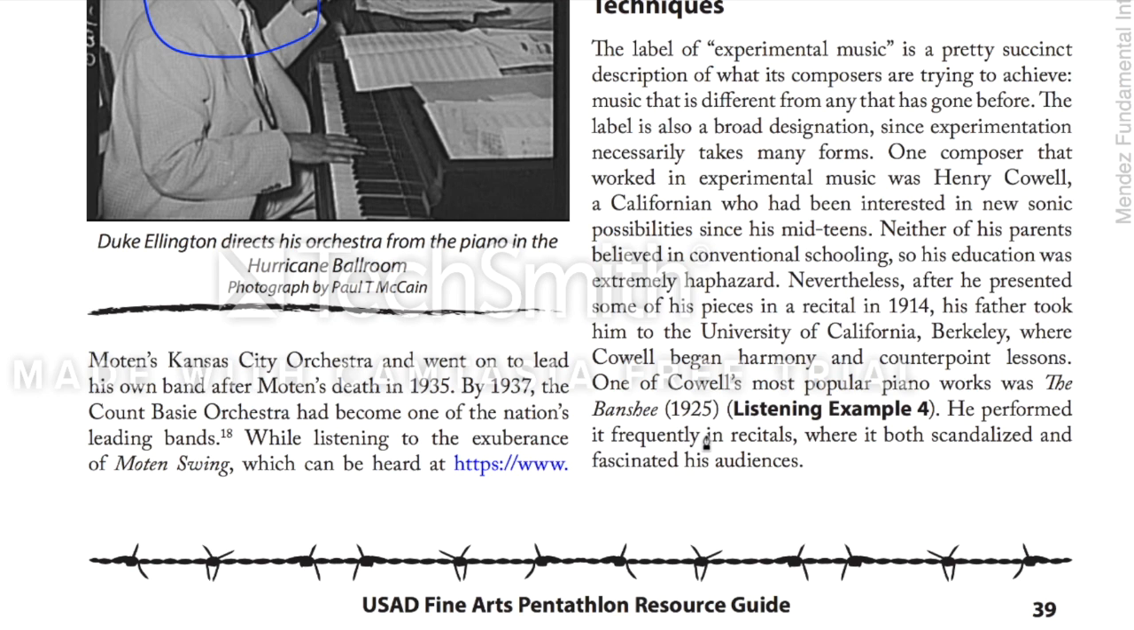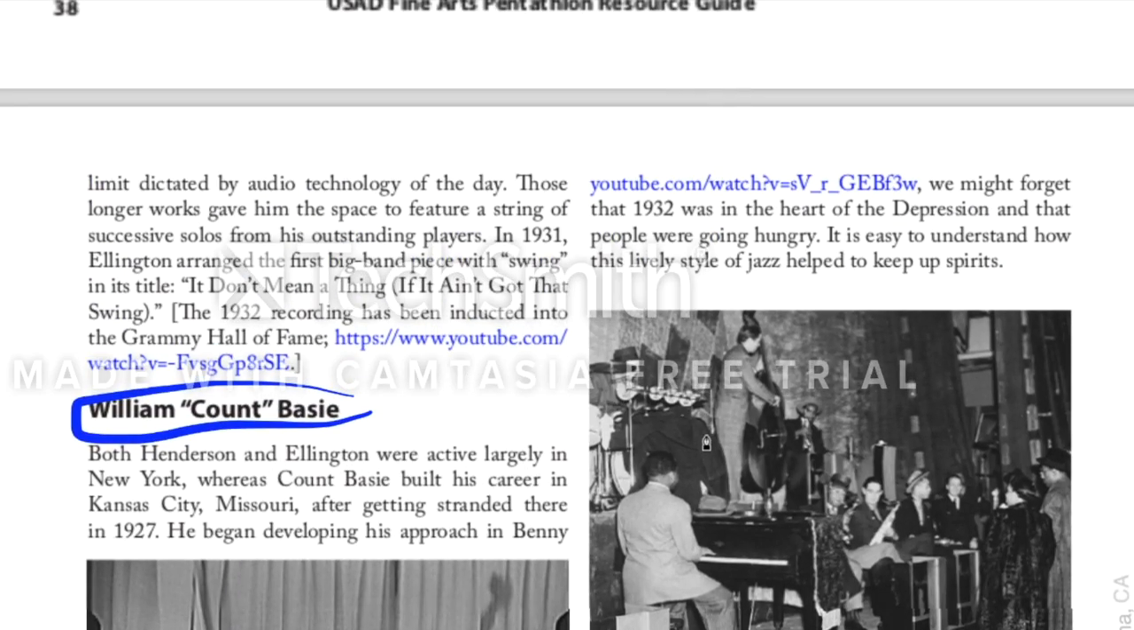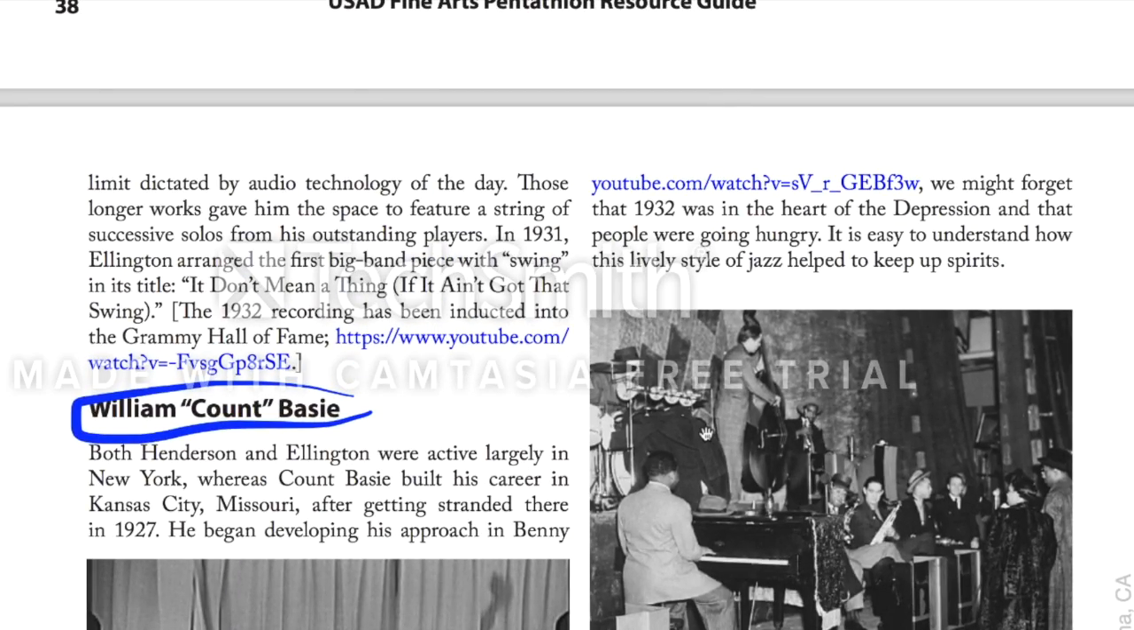While listening to the exuberance of Moten's swing, which can be heard here, we might forget that 1932 was in the heart of the Depression and that people were going hungry. It is easy to understand how this lively style of jazz helped to keep up spirits.